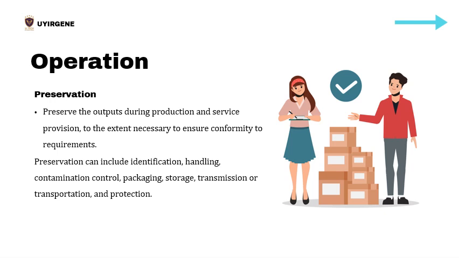Preservation. The organization shall preserve the outputs during production and service provision, to the extent necessary to ensure conformity to requirements. Preservation can include identification, handling, contamination control, packaging, storage, transmission or transportation, and protection.